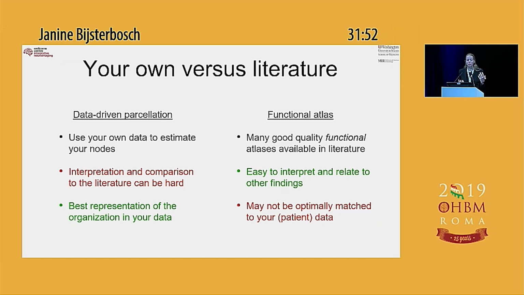So if you have a particularly abnormal population that includes, for example, patients, then you would get a better representation potentially of your subjects by running a data-driven parcellation technique on your own data. However, it might be harder to interpret that and link that back up to the rest of the literature if there isn't a one-to-one mapping of the nodes onto parcellations that people might know and that are available in the literature. So which one of these is best for you depends on your research question and what you want to do.